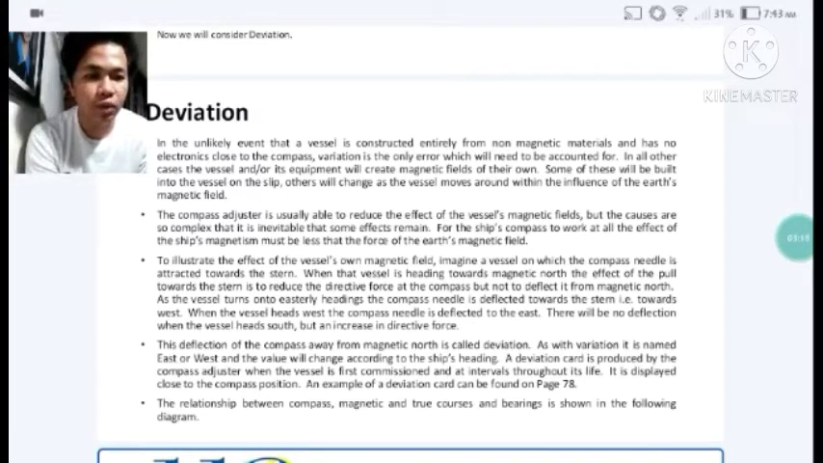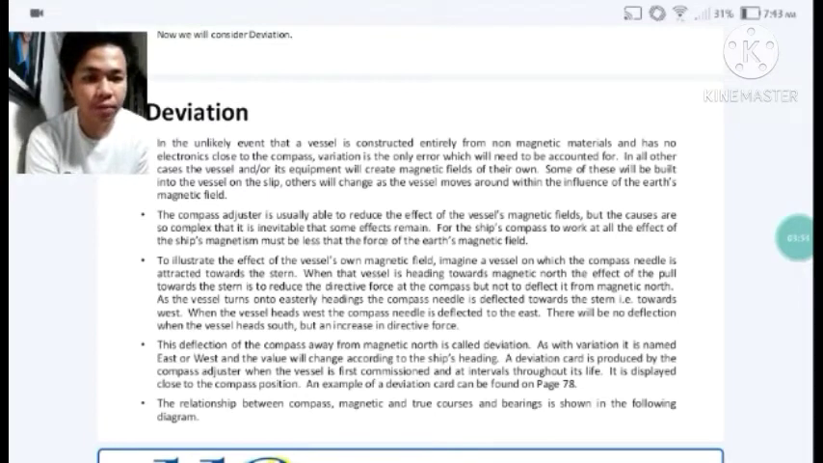When the vessel is heading towards magnetic north, the effect of the pull towards the stern is to reduce the directive force at the compass but not to deflect it from magnetic north. As the vessel turns onto easterly headings, the compass needle is deflected towards the stern, towards the west. When the vessel heads west, the compass needle is deflected to the east. There will be no deflection when the vessel heads south, but an increase in directive force.